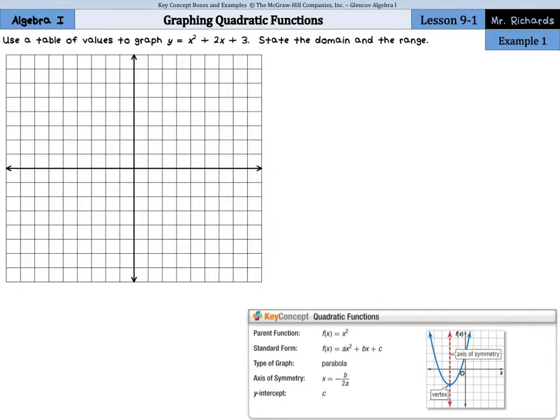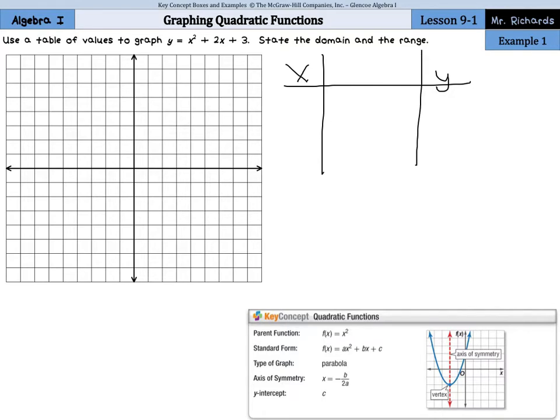In our first example, we're going to use a table of values to graph y equals x squared plus 2x plus 3, and we'll state the domain and range. It's good to know here as we look at this form that our a here is a 1, which is a positive number, so we should expect an upward graph. So as I make my table of values, I can just make a basic function table or XY chart. And we get to pick the numbers we'd like for x.